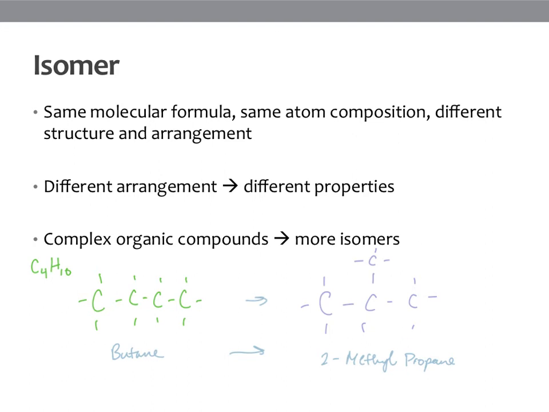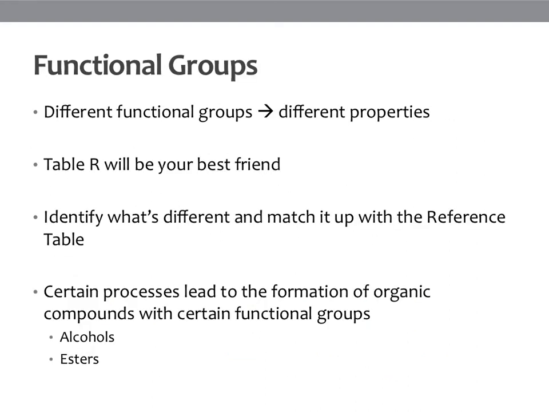So you rearrange these atoms, you should still end up with the same number of atoms. Same molecular formula, you just structure it differently and you get a different name as well. So please understand that these isomers not only have different arrangements, they have different names and different properties. Okay, now Table R will be your best friend for this section on functional groups.